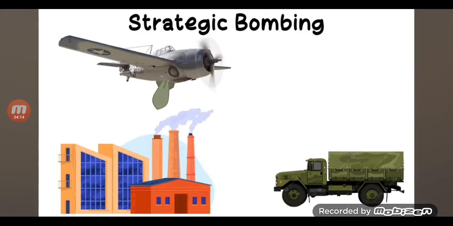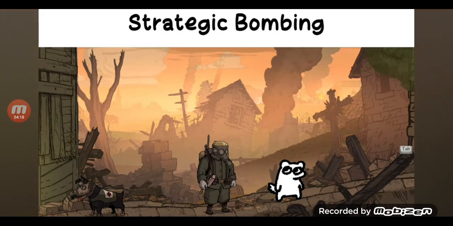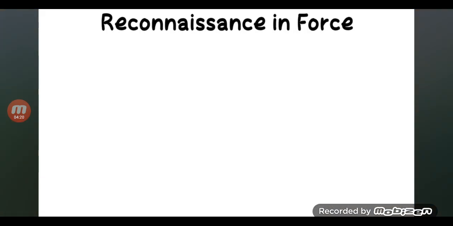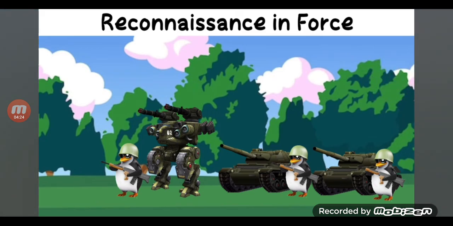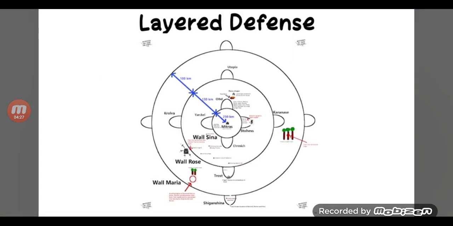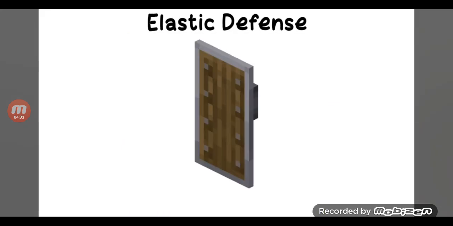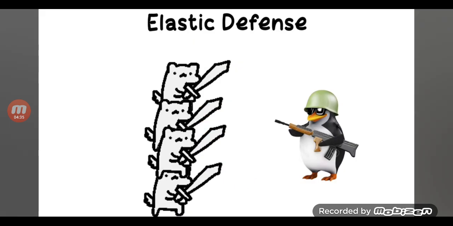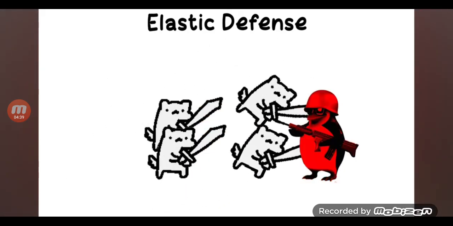Strategic bombing, targeting an enemy's industrial, transportation, and civilian infrastructure. Reconnaissance in force, a probing attack aimed at gathering intelligence about the enemy's strength and positioning. Layered defense, a defensive strategy using multiple layers of fortifications or positions. Elastic defense, a flexible, defensive strategy that allows parts of the defensive line to fall back and counterattack when the enemy is vulnerable.